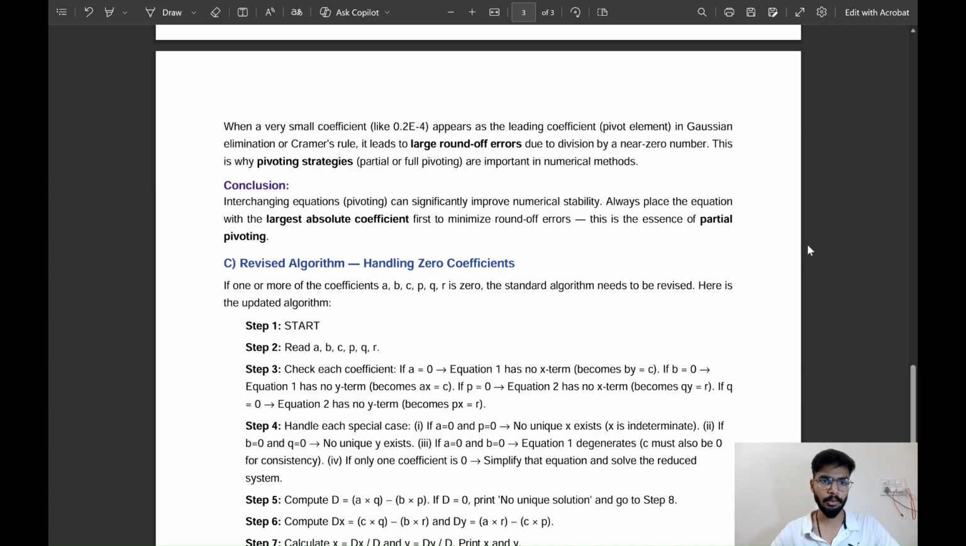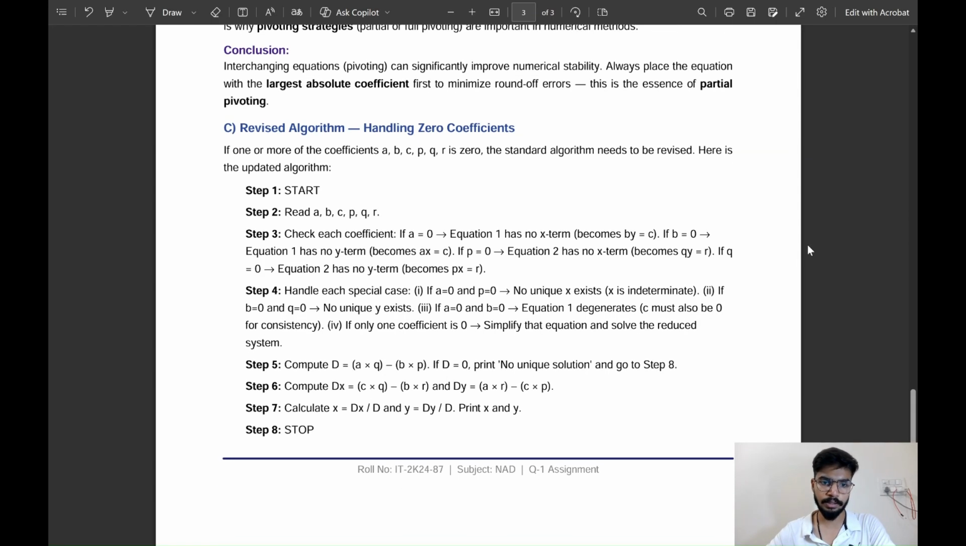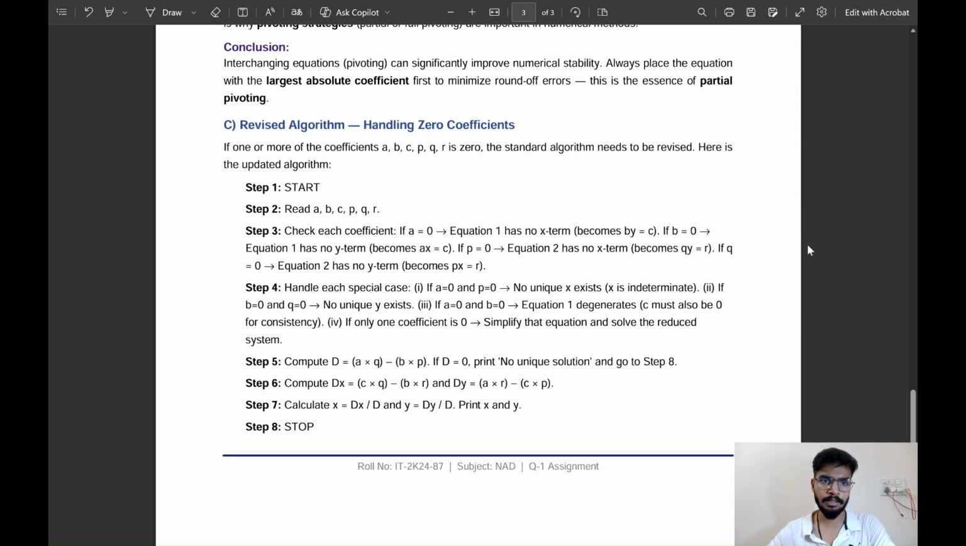Now see our c part, and what is our c part? Reversed algorithm handling zero coefficients. The c part is that if one or more of the coefficients a, b, c, p, q, r is 0, then the standard algorithm needs to be revised here. Here is the updated algorithm, which we will start with step 1.